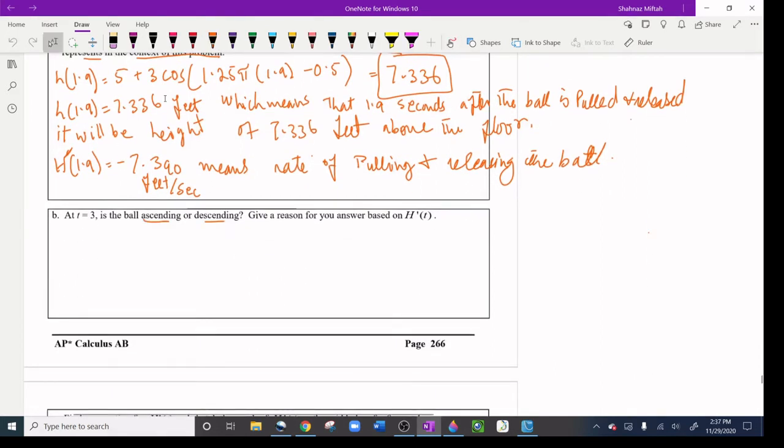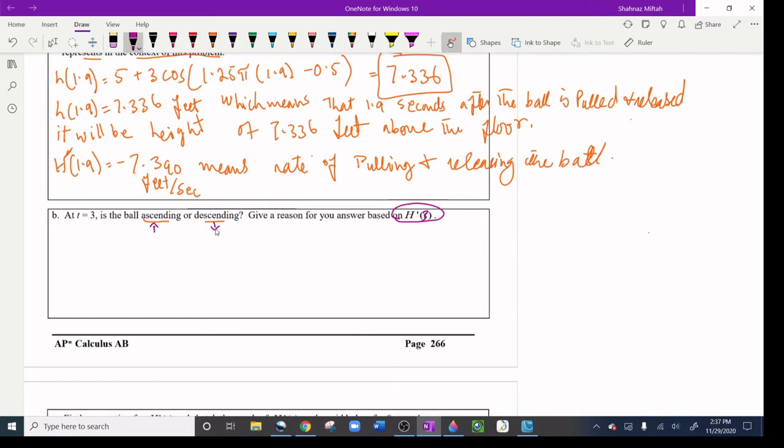Okay, for part B, in this question, it says at t equal 3, is the ball ascending or descending? Give a reason for your answer based on h prime t. So based on h prime t means I have to take a derivative of h and plug in that 3 there, and based on this we will decide if it's ascending or descending. Ascending means it's increasing, descending means it's decreasing.